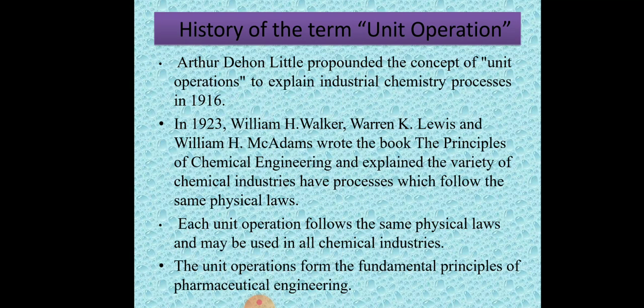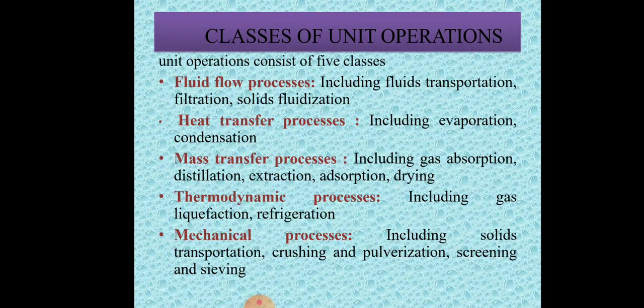Okay. Now, history of unit operation. Arthur Little introduced the concept of unit operation first. Then in 1923, William and his co-workers wrote a book on the principles of chemical engineering, in which details are given about unit operations. Now, the classes of unit operation given in pharmaceutical engineering are five types of classes.